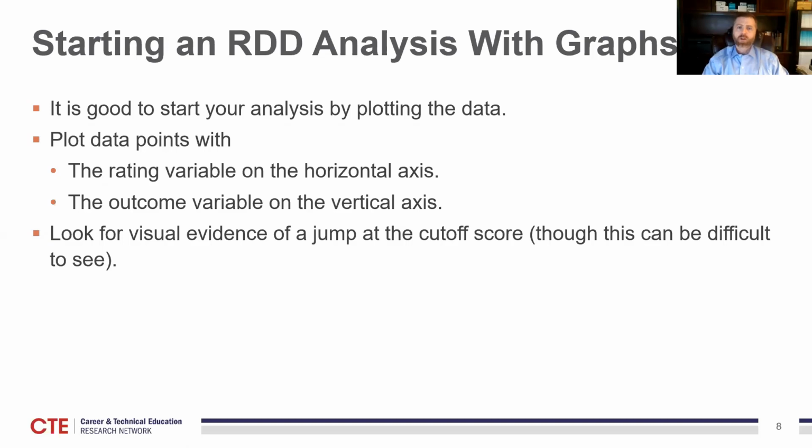A really good place to start a regression discontinuity analysis, like in a lot of cases when you're using other methods, is to plot your data and take a look at it and see if it looks like it meets the requirements for using a regression discontinuity. So what you want to do is plot the data points, and all you need here are XY pairs where the rating variable is on the x-axis, and the outcome variable is what you're measuring on the vertical axis. Just like the earlier hypothetical image I showed, that's what you want to plot.